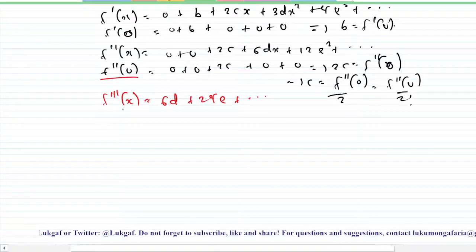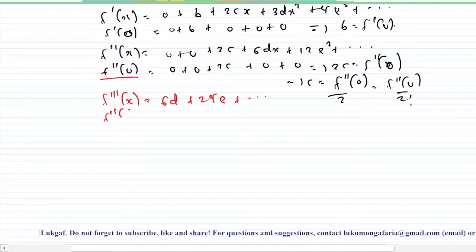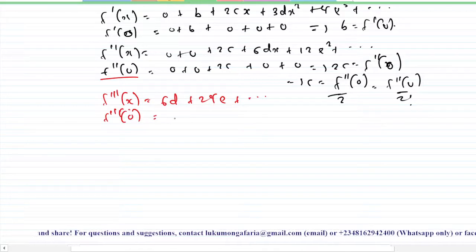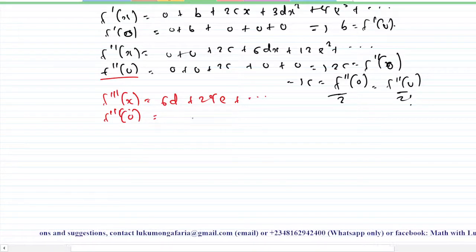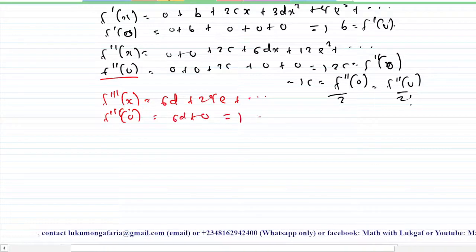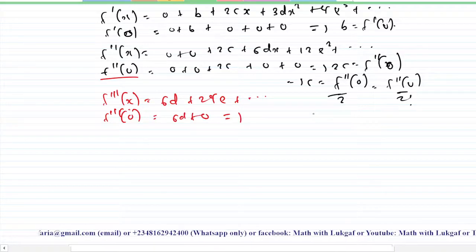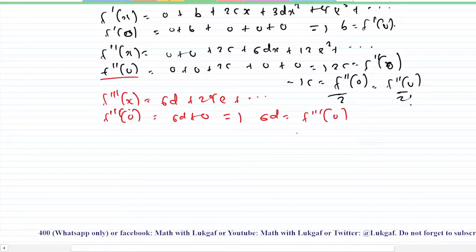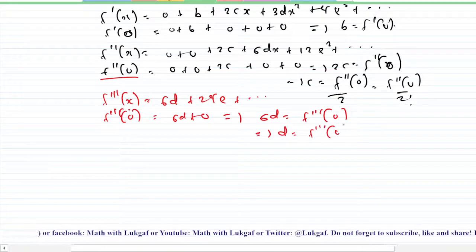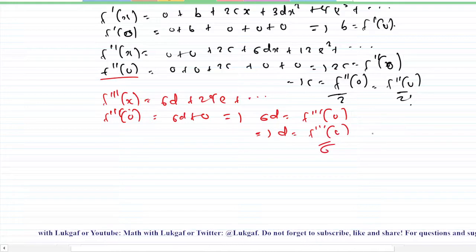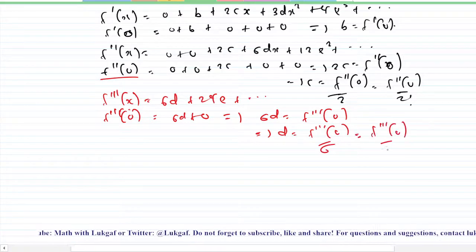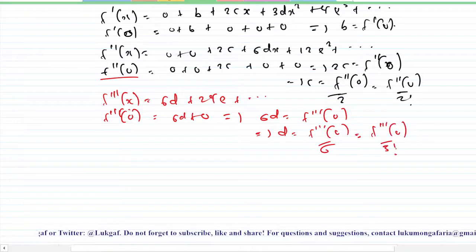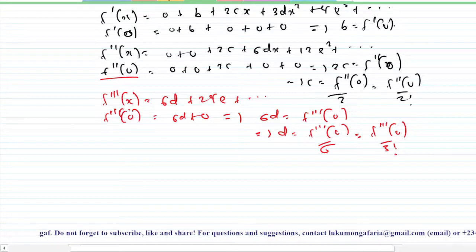Then you find your f triple prime of 0. You substitute the value of 0 here, then you are going to have 6d plus 0. That implies that your 6d is equal to f triple prime of 0. Then you can say that your d is equal to f triple prime of 0 divided by 6, which is also the same thing as f triple prime of 0 divided by 3 factorial. Remember, 3 factorial is 3 times 2 times 1, which is equal to 6.